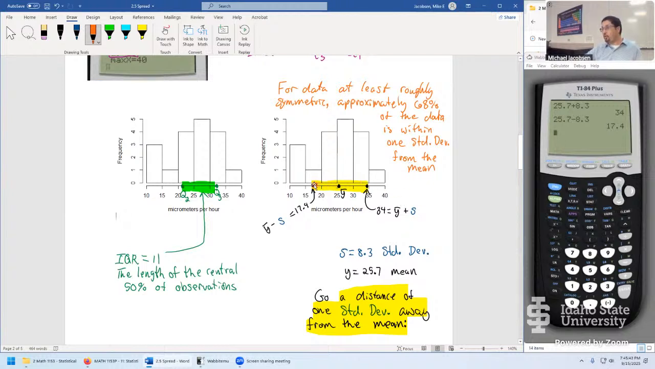And so if we go all the way out here, 17.4, subtracting the standard deviation from the mean, Y bar, go way out here, Y bar plus S, from here to here, all of this is approximately 68% of the data.